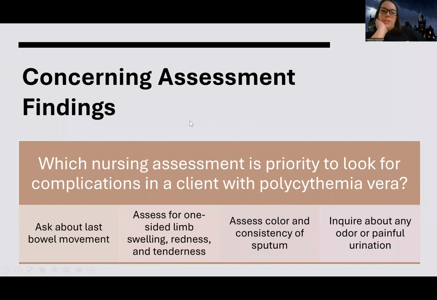All right, concerning assessment findings. Which nursing assessment is priority to look for complications in a client with polycythemia vera? So polycythemia vera, this is the one. Poly is multiple. Compared to aplastic anemia, where A is without, poly is multiple. This is where they have too many, not an overgrowth, but a proliferation, too many cells. So polycythemia is too many red blood cells, white blood cells, platelets, and they're really high risk for clotting. Clotting is the big thing.